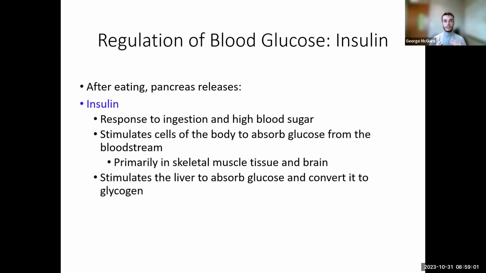And so insulin being released as a response to high blood sugar here is going to tell our cells to open up the protein channels that allow glucose to enter the cell, and is going to tell the liver that we have enough glucose traveling in our blood, let's start storing all this excess. So the liver will start to convert glucose into glycogen at a higher rate.